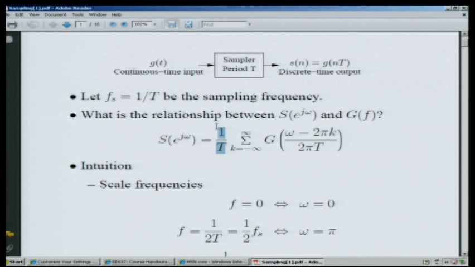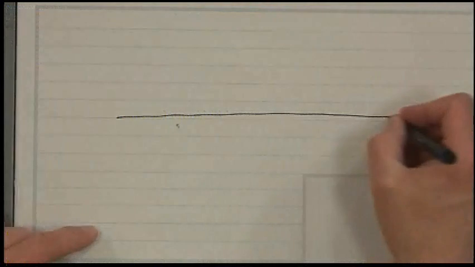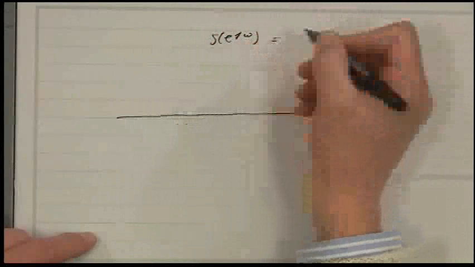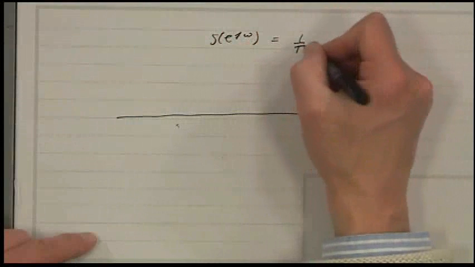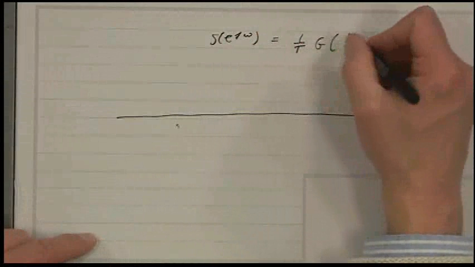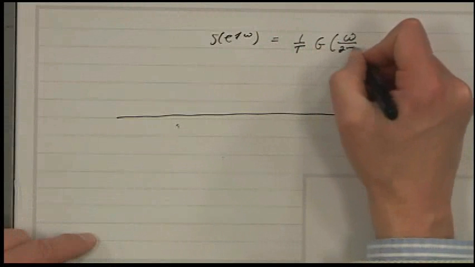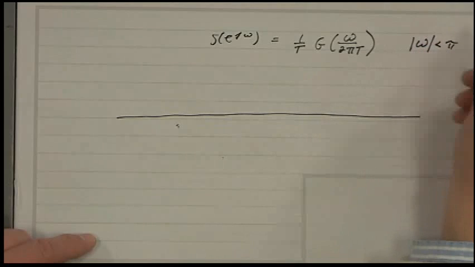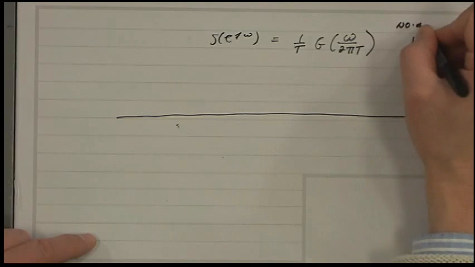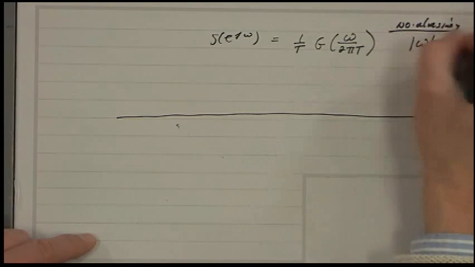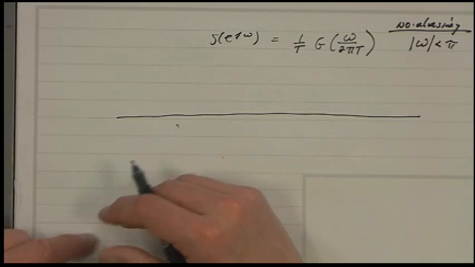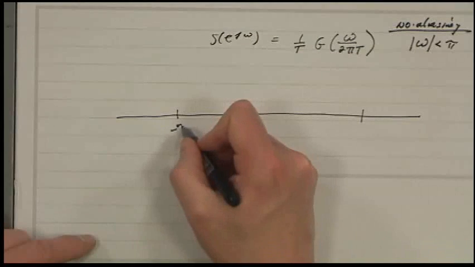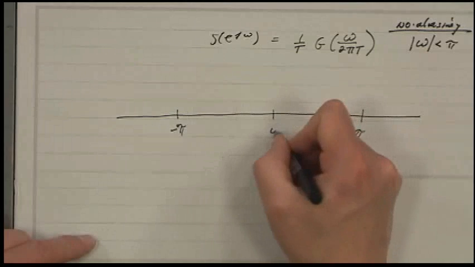So here, let me just flip back to the intuition behind. You have here that S of e to the j omega is equal to 1 over t times G of omega over 2 pi t, right? And this is valid for omega less than pi if no aliasing. So if there's no aliasing, that's a valid relationship, but only for omega less than pi. So here you have minus pi, and this is pi, and this is 0, okay?